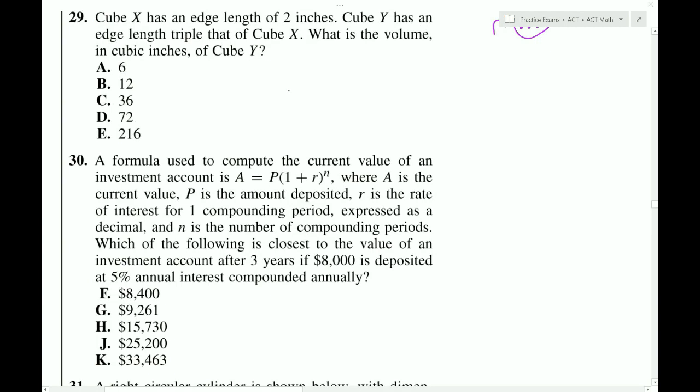Cube X has edge length of 2 inches. Alright, so you can right away find the volume of it would be 2 times 2 times 2, so that would be 8. Cube Y has an edge length triple that of cube X. So this is cube X, this is cube Y. So cube Y has a side length triple. So triple of 2 is 6. So the volume here would be 6 times 6 times 6, which is 216. And that happens to be what they're asking for.